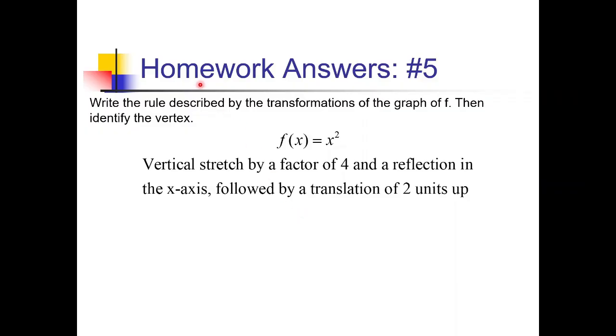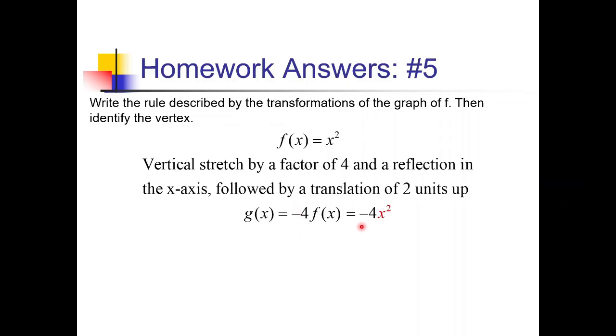On this problem, we're trying to write the rule described by these transformations here of the x squared function. So we're going to do these one transformation at a time. I'm just going to write a different function to handle each transformation. So the first one we've got is this vertical stretch by 4, and reflection in the x-axis. Those can actually be treated as one big change because I just have to multiply the original function by negative 4. The negative gets me the reflection. The multiplying by 4 gets me the vertical stretch. So I'm going to write a g function that's just going to equal negative 4 times f of x. And since f of x is just x squared, this is just negative 4x squared.